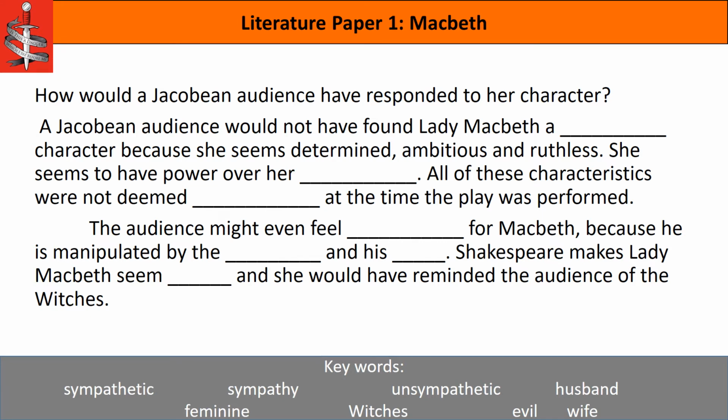Okay, so for this task then, I'd like you to use the keywords that are at the bottom of the page, and to slot those in as and when you think that they would make sense to show us how a Jacobean audience would respond. It would make sense here to copy out the whole paragraph and to add the words, because it will aid your revision and your notes when you come to look back at this next term.